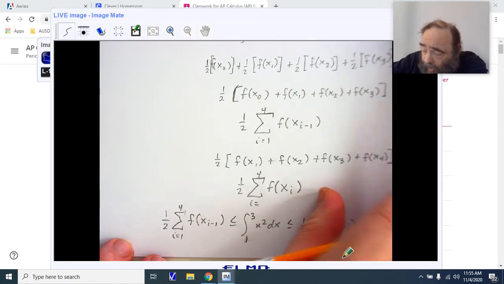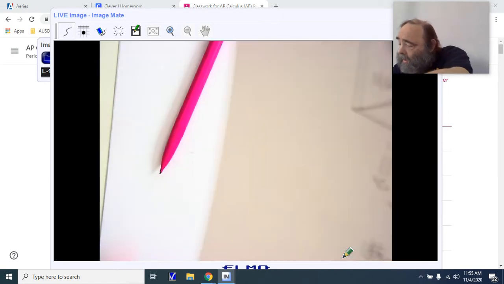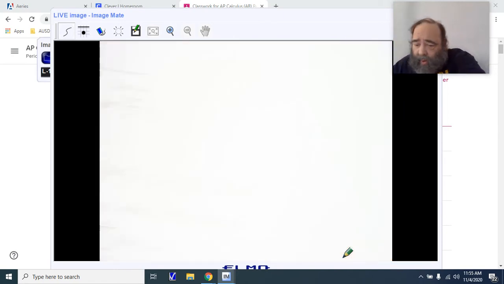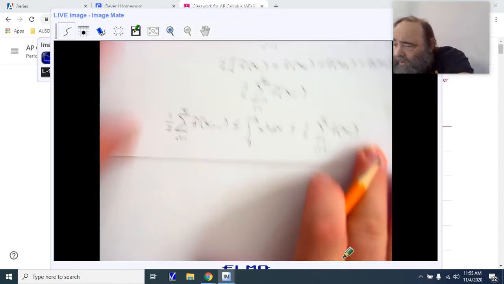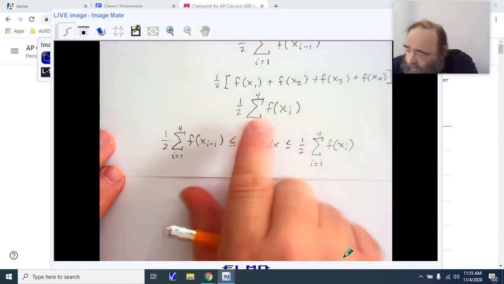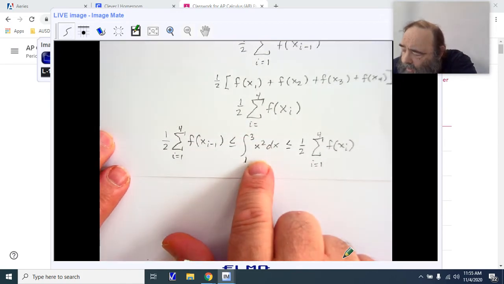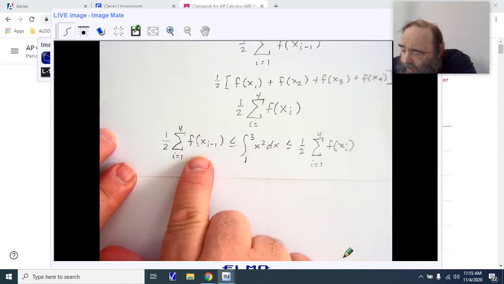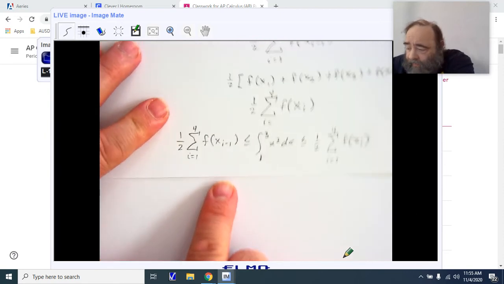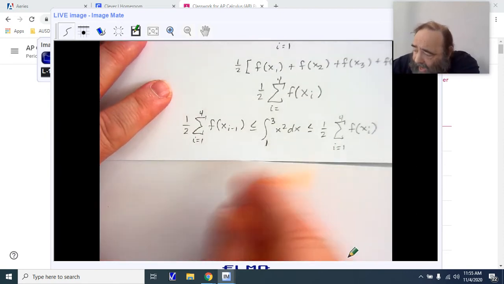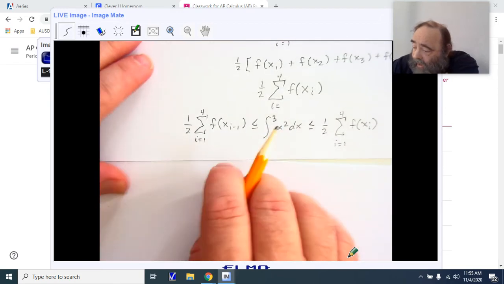Now, we want to keep going with this because at the moment we haven't put our function in. See, we know our function. Our function right here is x squared. So we should be able to use x squared with our x sub i. And we've talked about that x sub i as our c sub i.